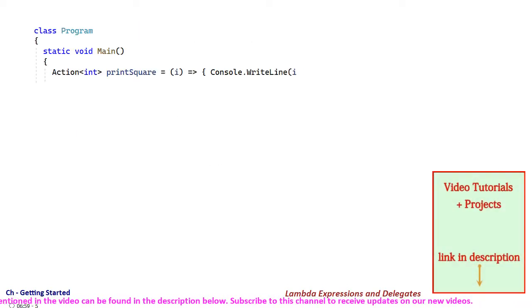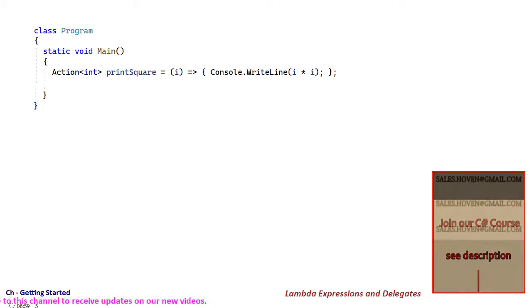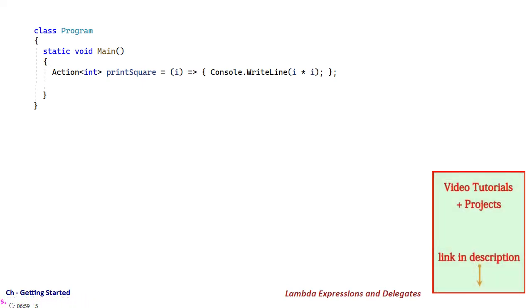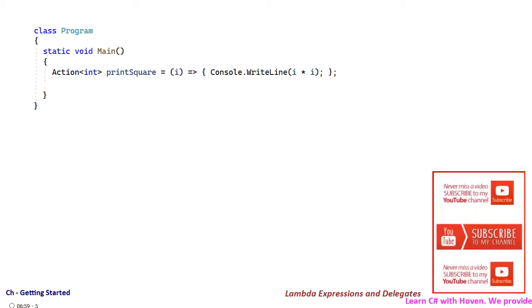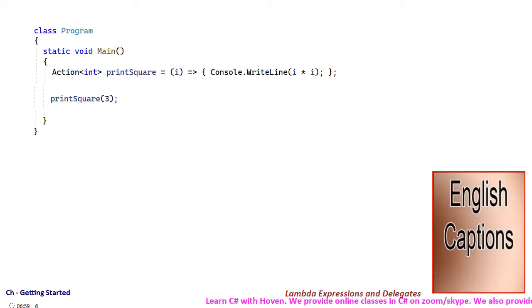And let's see the things in action. Consider this program where printSquare is an instance of an Action. This Action accepts an int type argument. We didn't have to define any delegate because this delegate is already defined for us in the System namespace. A lambda statement has been used for writing the function, and lastly, the function has been called.